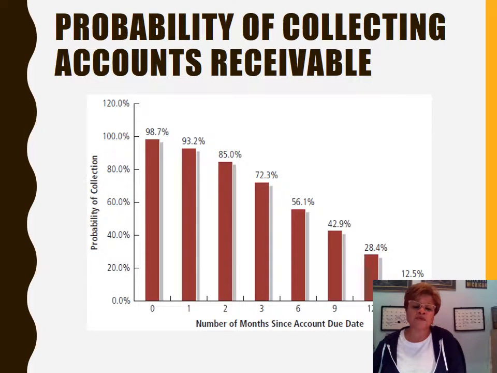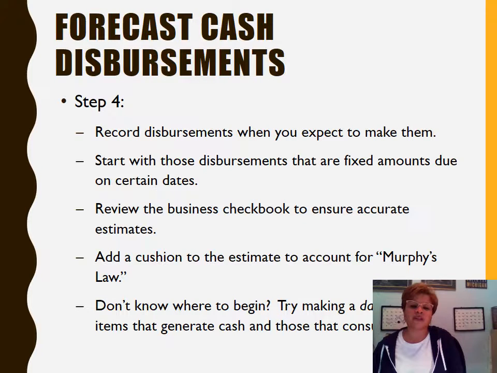So here's some information on the probability of collecting accounts receivables and how it changes as time moves. At 3 months, you're only looking at about 72%. By 10 months, you're only looking at 28.4%. So there's a significant decline in the possibility that you're going to collect.